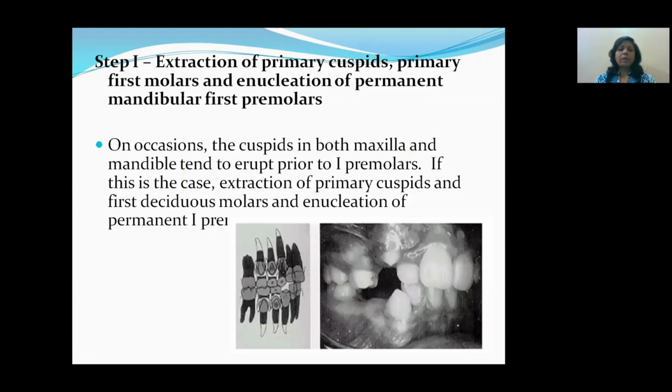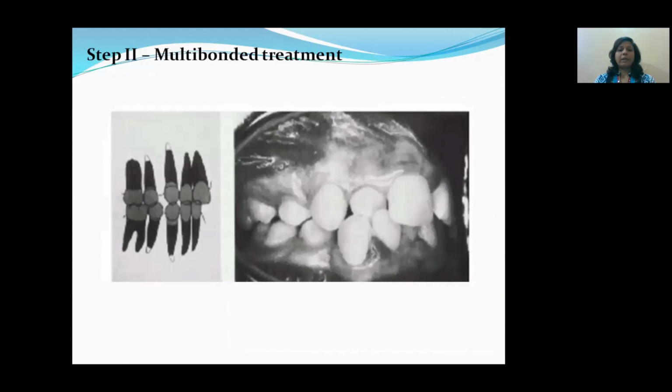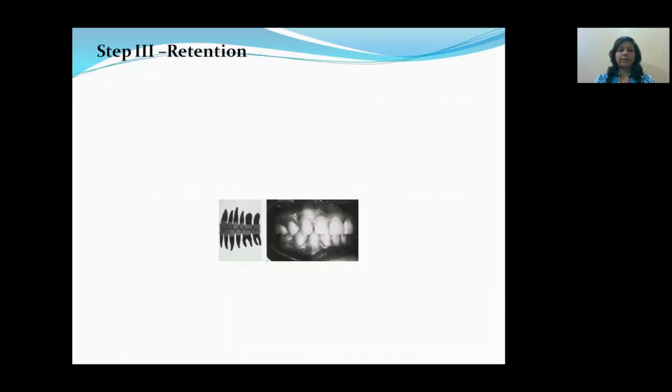So, on occasions, the cuspids in both maxilla and mandible tend to erupt prior to first premolars. If this is the case, extraction of the primary cuspid, first deciduous molar, and enucleation of the permanent first premolar is done in both the arches, and that is followed by multi-banded treatment and retention.